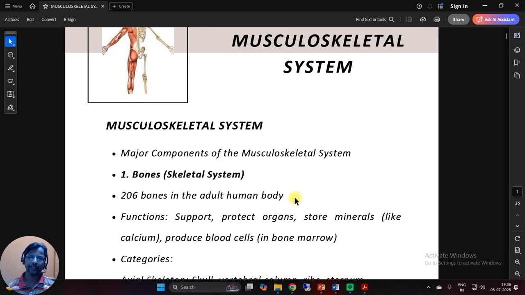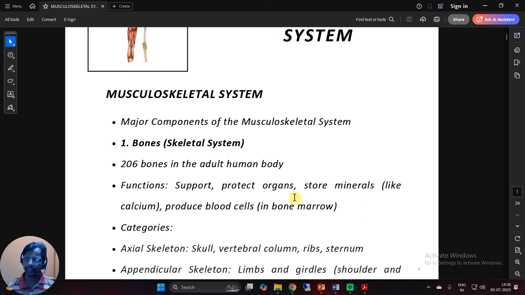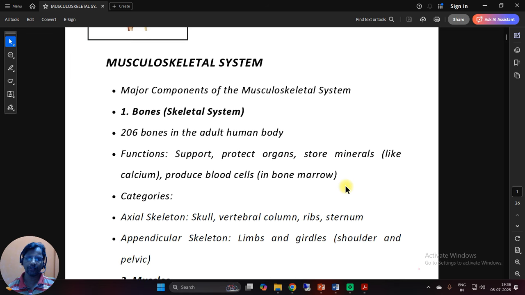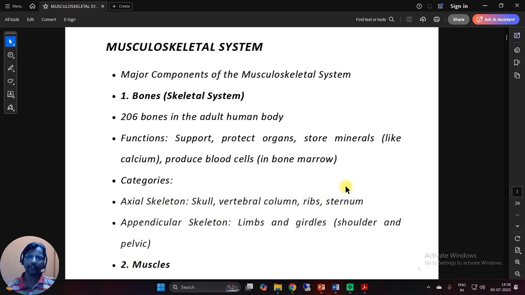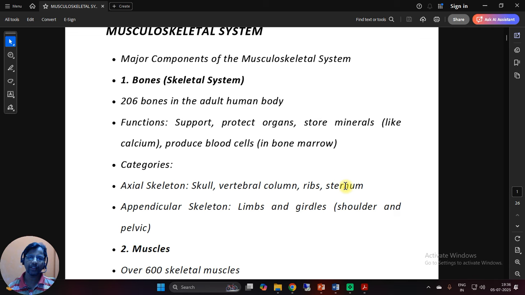So, the musculoskeletal system. Here it has nearly 26 pages, and we are going to learn the most important topics related to medical coding. As we have discussed previously, the musculoskeletal system consists of bones. In the human body, we have 206 bones.